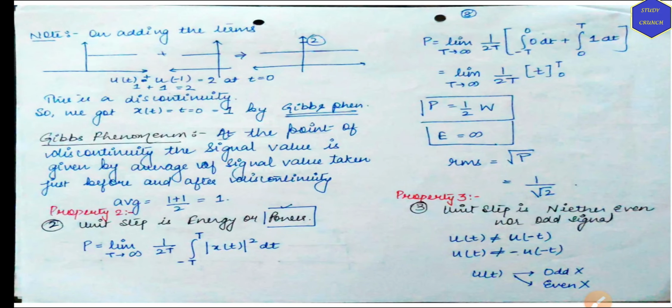Property number 3 states that the unit step signal is neither an even nor an odd signal, because if we time reverse it then it will not come out equal. So it's neither even nor odd.